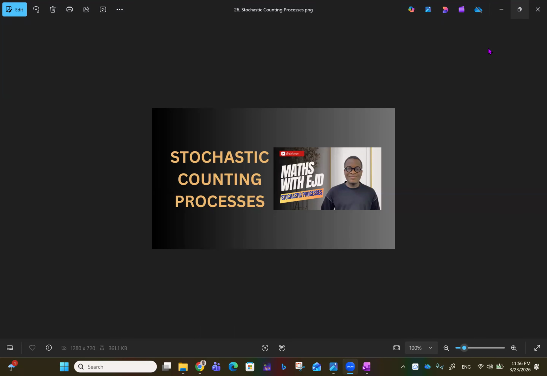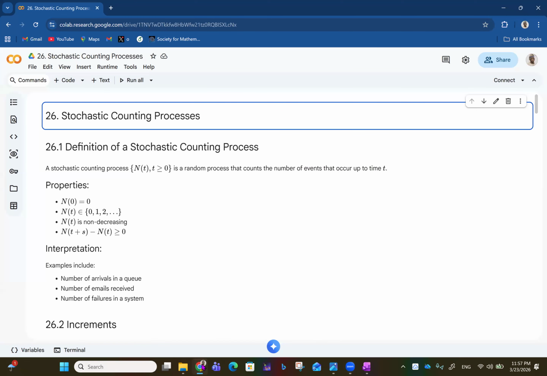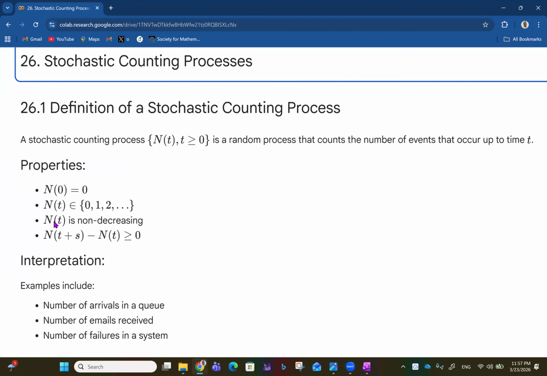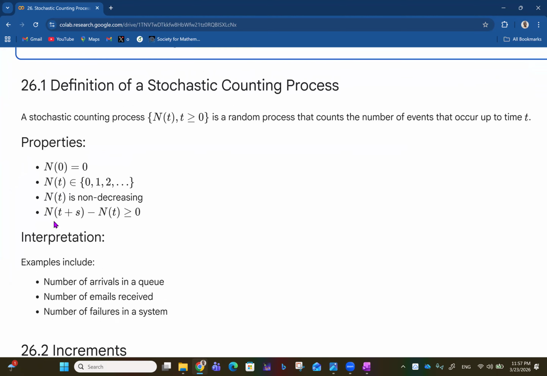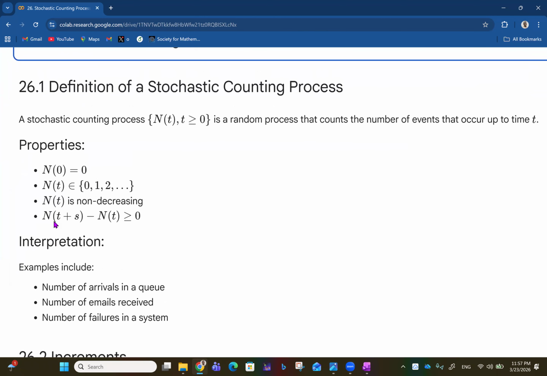In the next 6 videos, starting from this one, we'll be considering Poisson processes. And in this particular video, our focus is on stochastic counting processes as a foundation for Poisson processes that we'll be looking at. So let's go for that straight up, starting with the definition of a stochastic counting process.